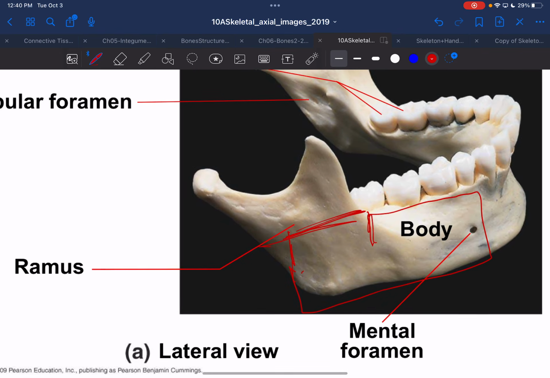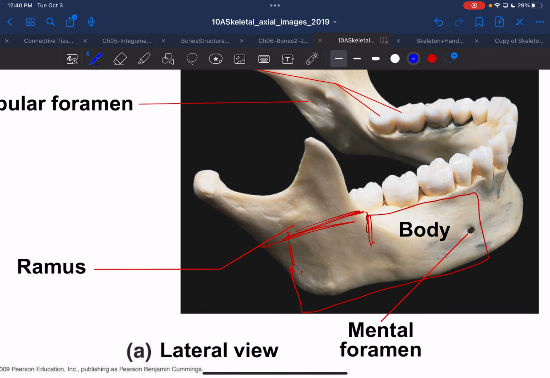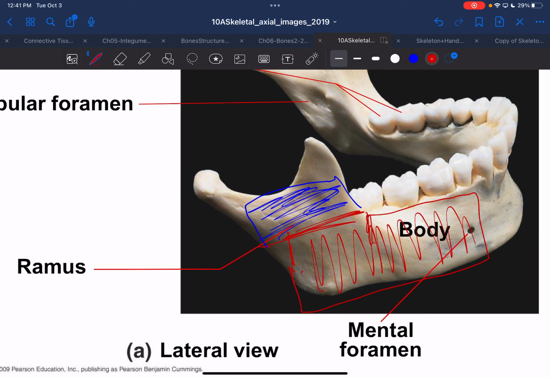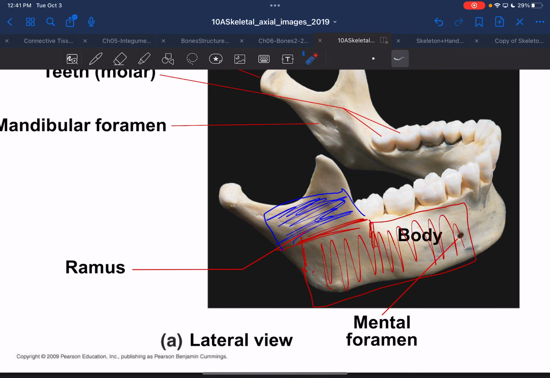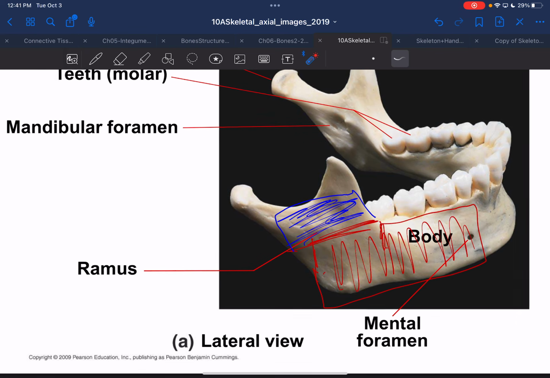And so body is everything highlighted there in red, and ramus is going to be this. Yes, and body's everything down here. That's the difference. Ramus means to connect things in a way. So it's connecting the condyle to the body. Kind of like a neck in a way in this instance.